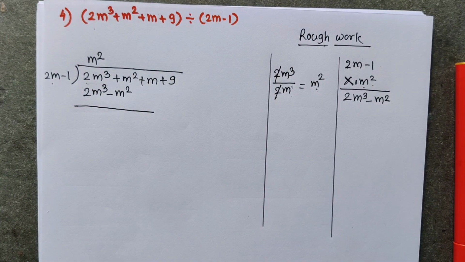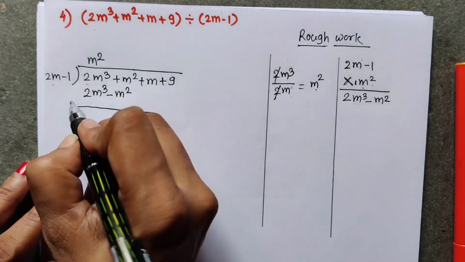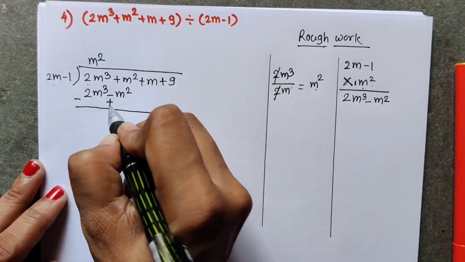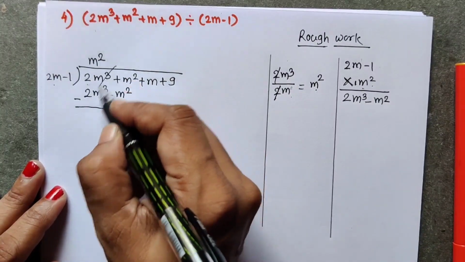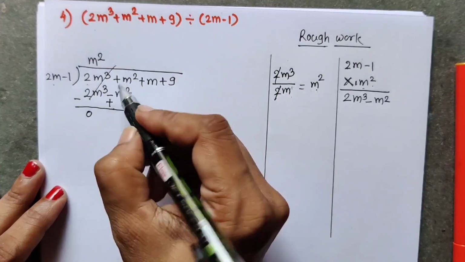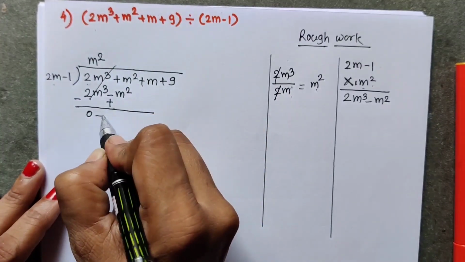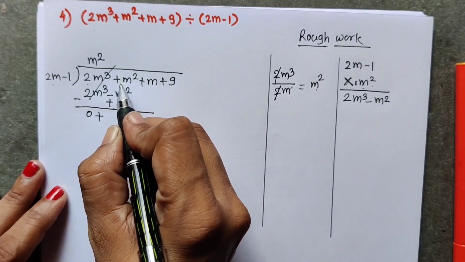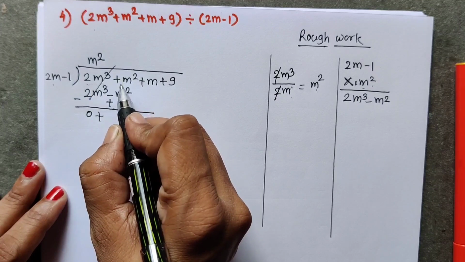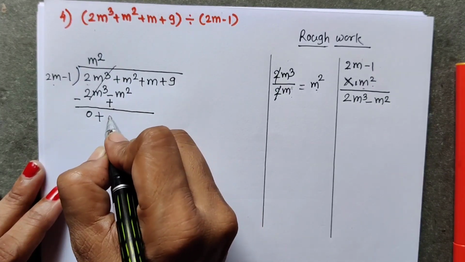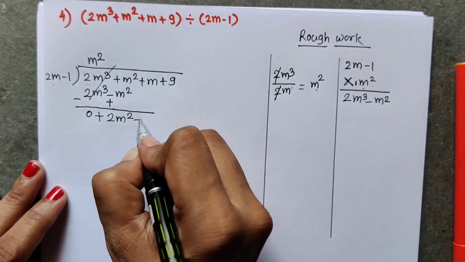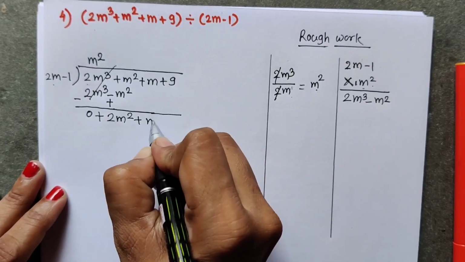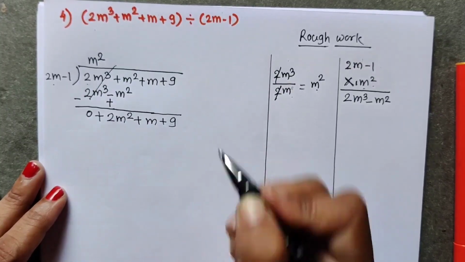We have to change the sign of the polynomial which is written below. So change the sign, minus plus. Minus m square will become plus. Now 2m cube minus 2m cube is 0, plus m square plus m square. Nothing is there in the coefficient means 1 is there. That is 1m square plus 1m square, which is 2m square. Then remaining terms as it is, we will copy down m plus 9.